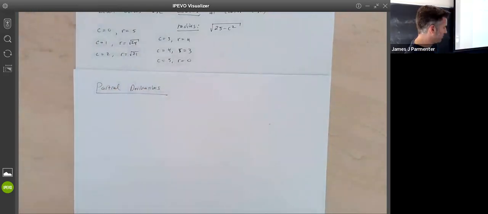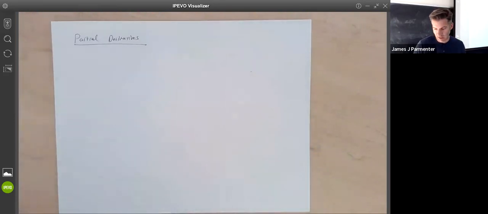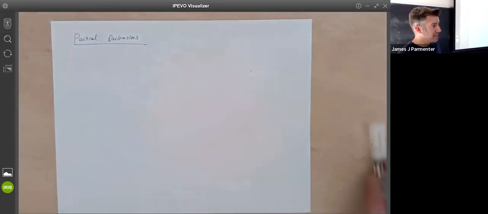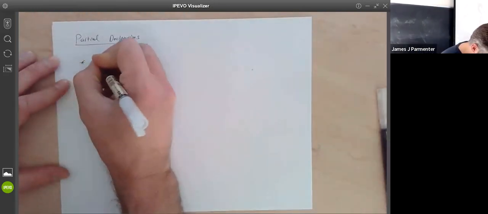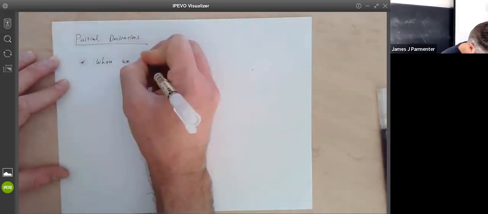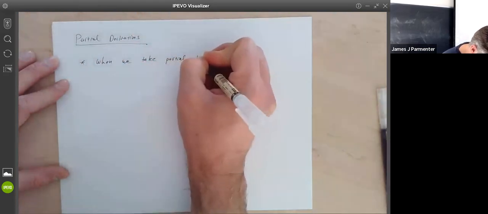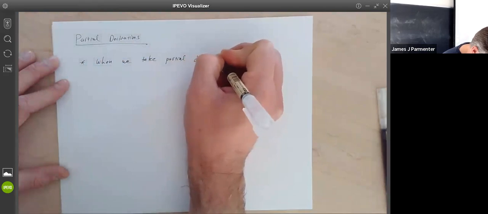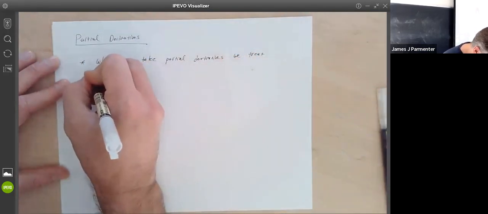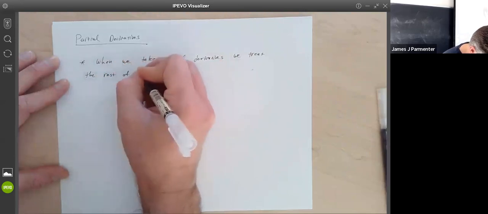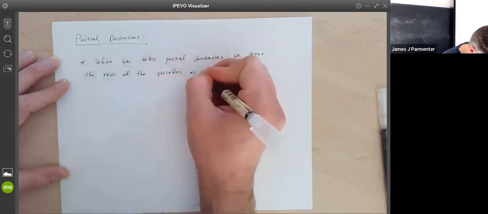So when I think about a partial derivative, I really think about the fact that I'm essentially treating the variable that I'm not taking the derivative with respect to as a constant. So when we take partial derivatives, we treat the rest of the variables as constants.